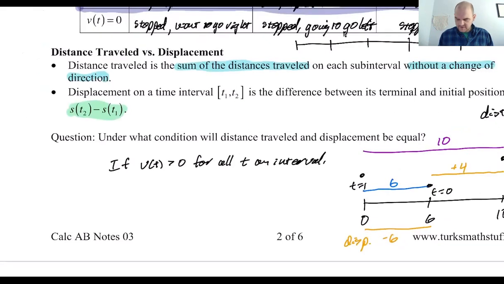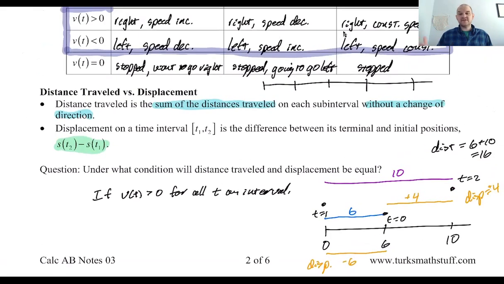And we're going to do a lot of problems with this to help clarify this. In general, distance traveled is a giant pain in the neck to find. Displacement is super straightforward to find, which is one of the easier ways of remembering it.